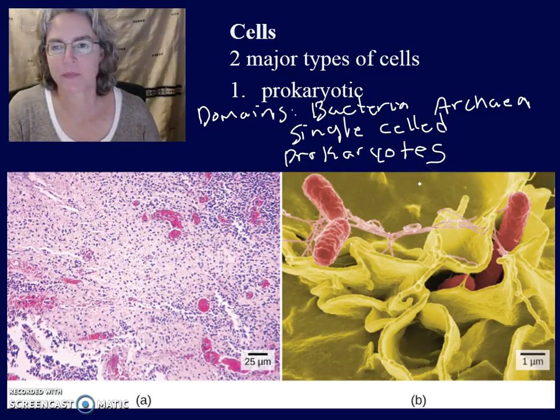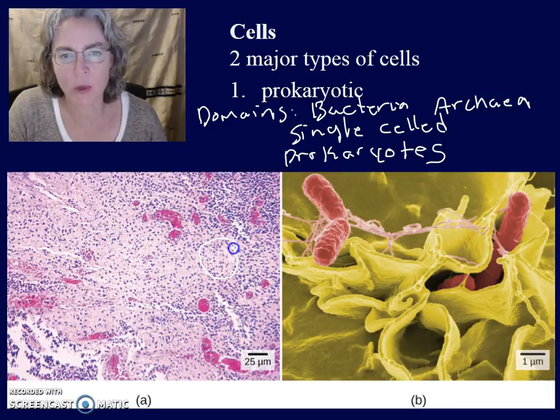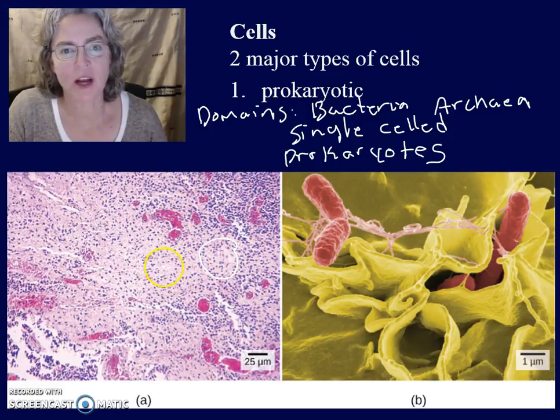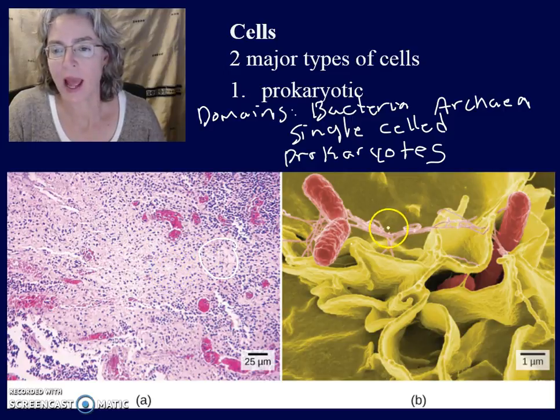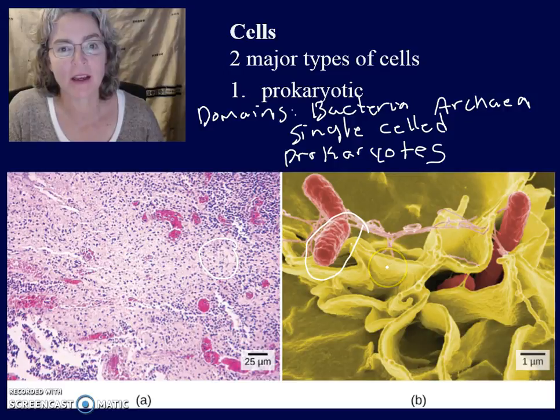Prokaryotes. Okay, so what do we have here? In this picture on the left, all of these purple spots, that's bacteria in the genus Salmonella. The picture on the left is taken with a light microscope, and the picture on the right is a scanning electron micrograph of the same Salmonella invading human tissue.